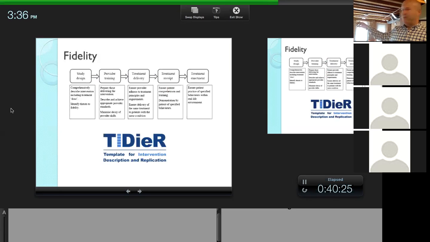We get lots of different standards of reporting for trials. We now have the TIDieR checklist, which is a checklist of things that in an ideal world would be reported in trial protocols and reports. It's about understanding what happened and being able to replicate that as well.